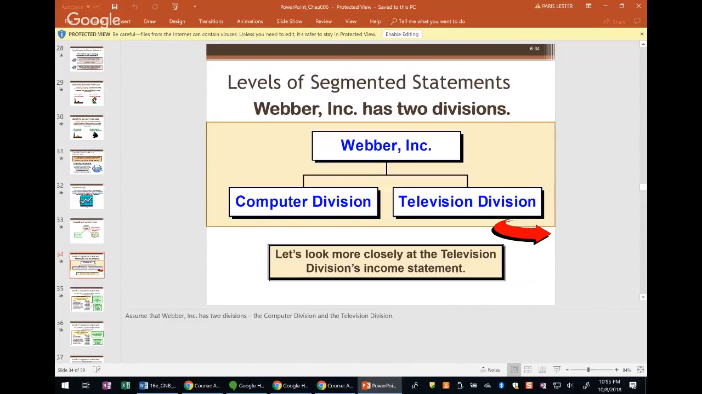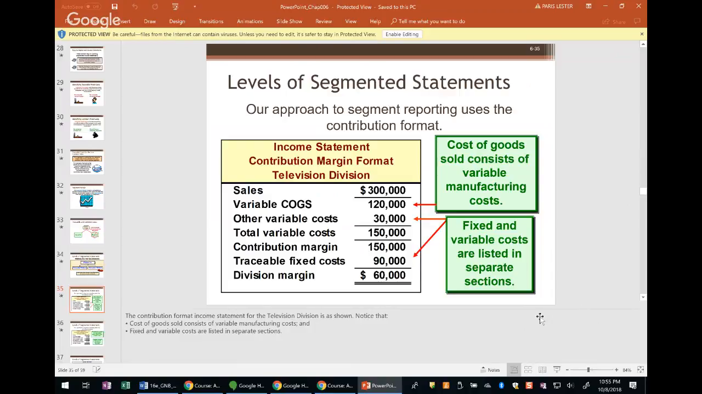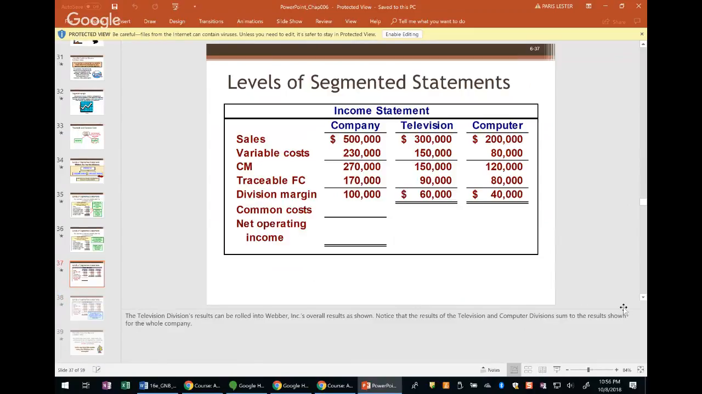Levels of segmented statements. Now, here's Weber Incorporated. You've got a computer division and you've got a TV division. Now, here's an income statement for the television division. All right. And we simply have variable cost of goods sold, other variable costs, total variable costs, contribution margin, traceable fixed cost, division margin. All right? Cost of goods sold consists of all your variable manufacturing costs. All right? And fixed and variable costs are listed separately here. But that's another contribution margin income statement called absorption costing. But we're trying to look at fixed, traceable, and non-traceable, and they're not doing a good job yet on these transparencies.